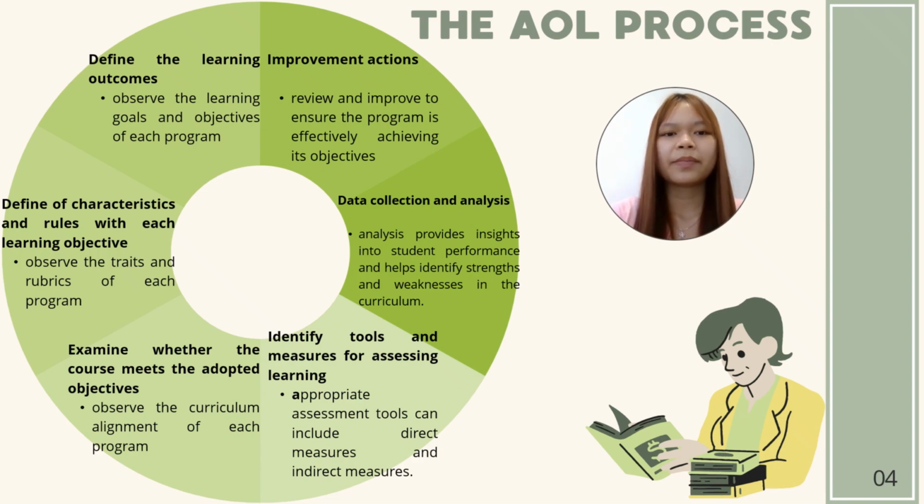Third, we need to examine the curriculum alignment with the adopted goals. Fourth, let us identify the instruments and measures to assess learning. This can include direct measures like exams, assignments, and case studies, and indirect measures such as student surveys and employer feedback. Fifth, we analyze the data collected, which provides insight into student performance and helps identify strengths and weaknesses in the curriculum. Finally, the last step, we use the results of the data analysis to make necessary improvements to the curriculum.